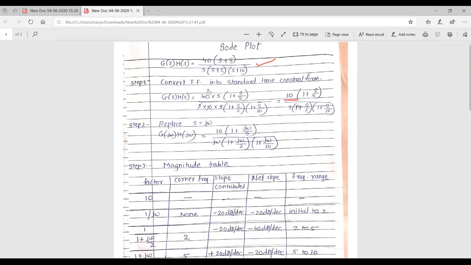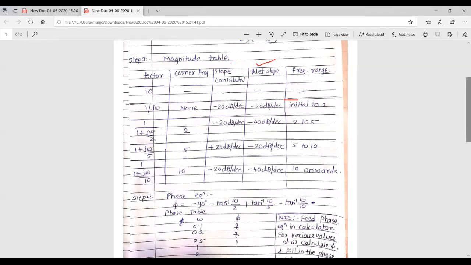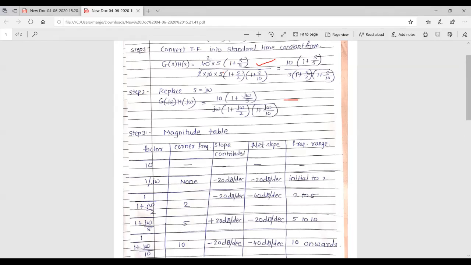The second step is to replace s with j omega, so we get this equation. Replace s with j omega. Till now it is clear. Next is the magnitude table. Please pay attention here, because all the important concepts that we have learned till now will be applicable and used in this case. Now here you can see the transfer function.